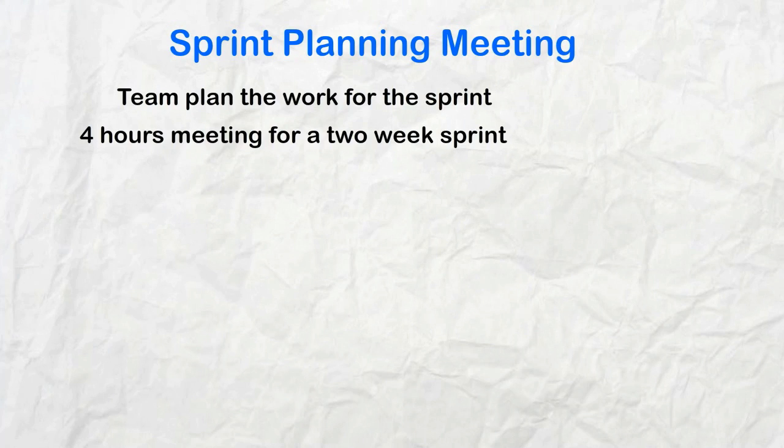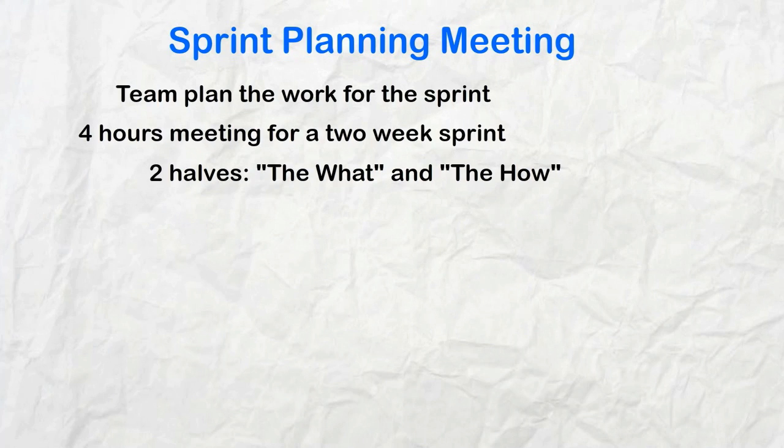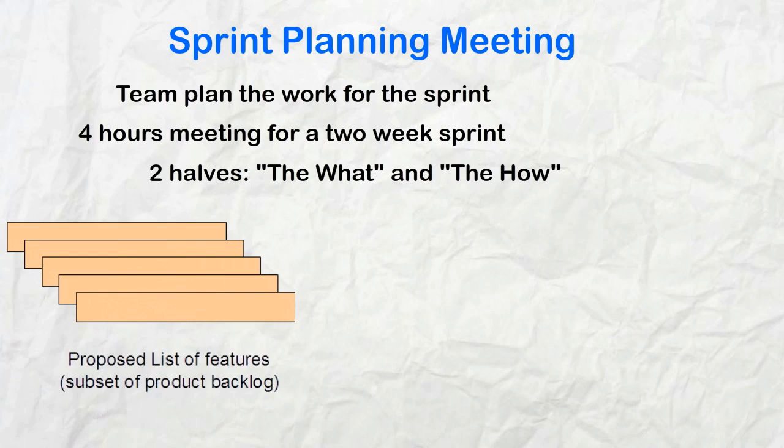There are 2 halves to the meeting, the what and the how. In the first half of the meeting, the product owner presents the list of features that he would like the team to deliver from the product backlog. He explains them, and the team asks questions. Eventually, they pick the features they believe they can commit to in the sprint.